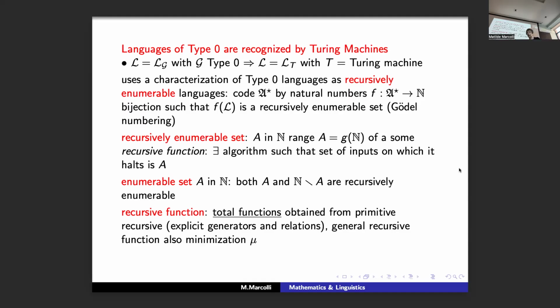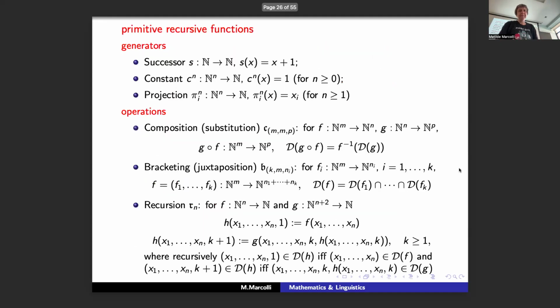And these are a nice class of functions. This is just basic theory of computation, so I'm just going to flash through this quickly. These are a nice class of functions which have a very simple description in terms of simple generators and operations that you can make on them. The primitive recursive functions are generated by the successor function on the integers, and the constant functions and the projections, which allow you to extend to multiple copies of the integers.